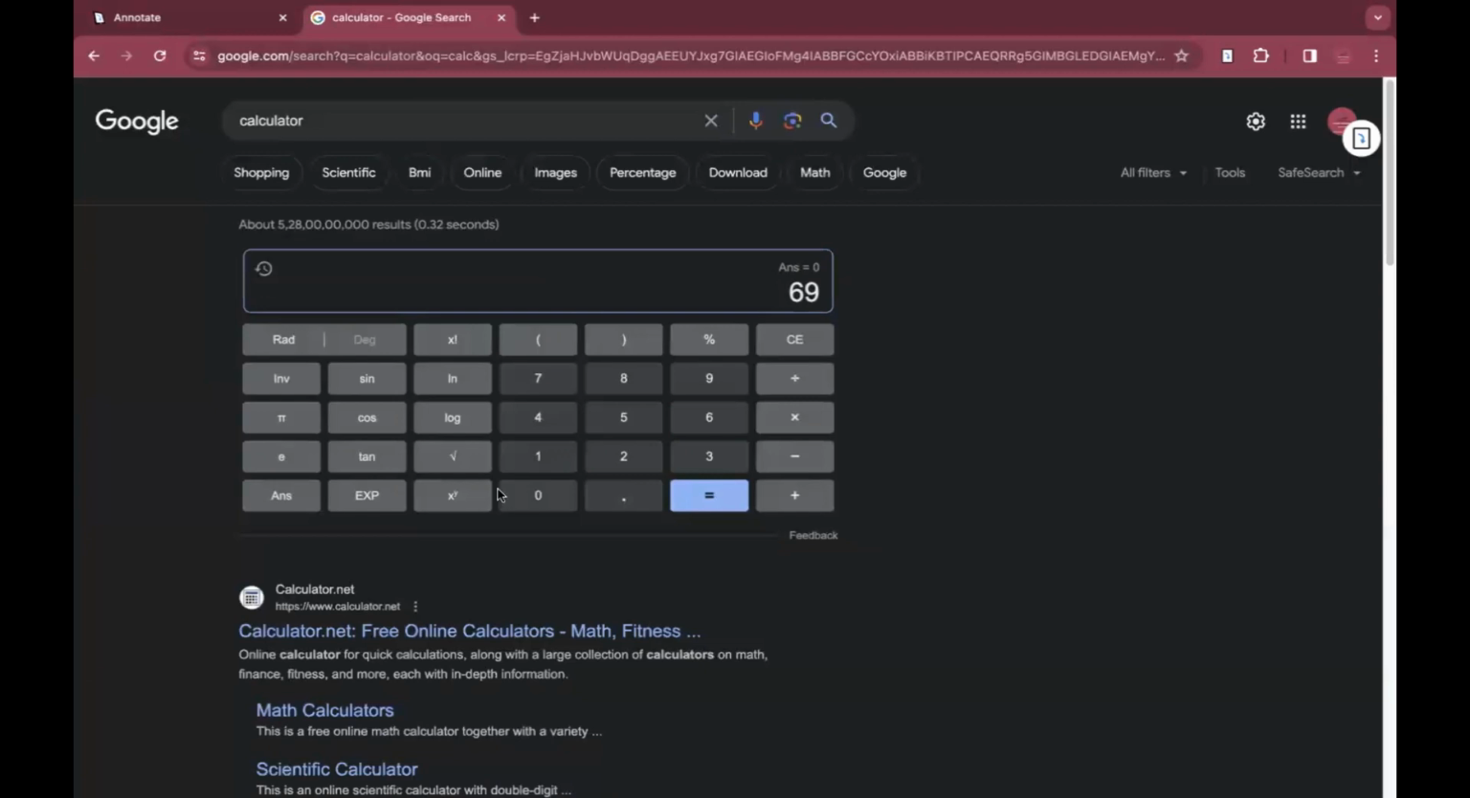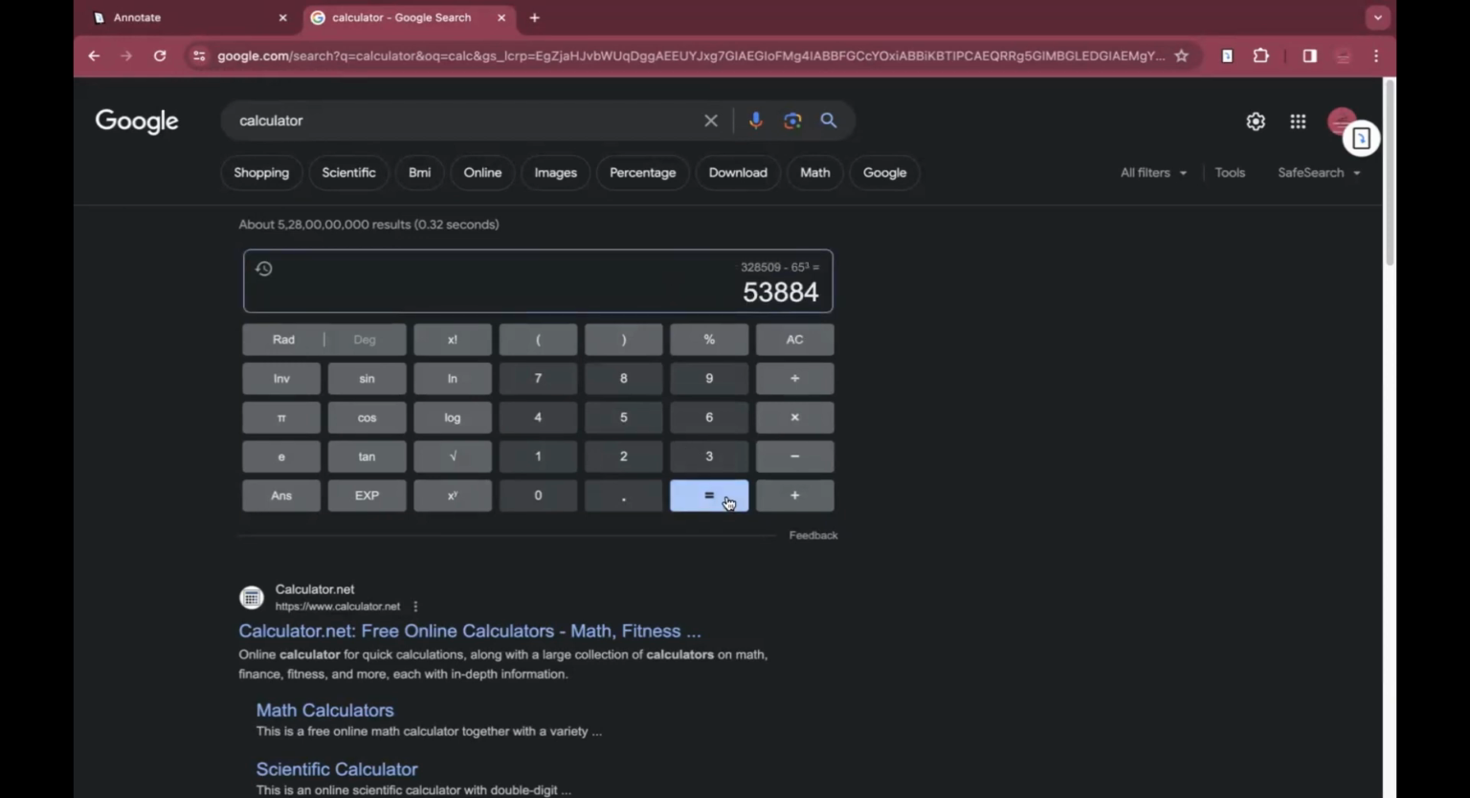Raised to the power. Where is raised to the power? Okay, 3 minus. Let's put it in the bracket. Minus. How much is that? 65.